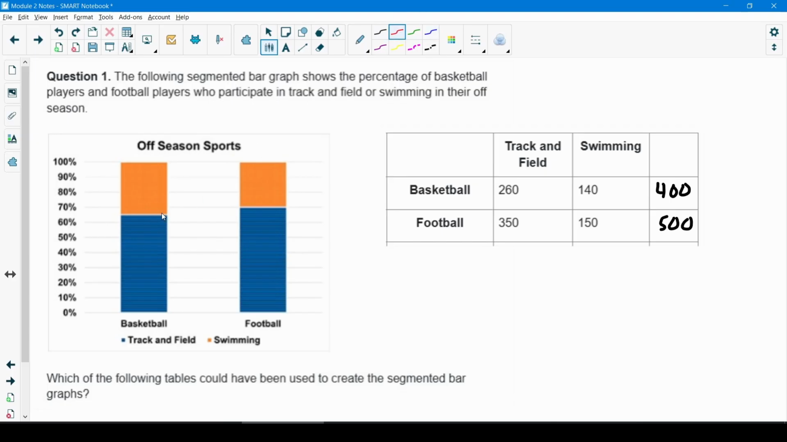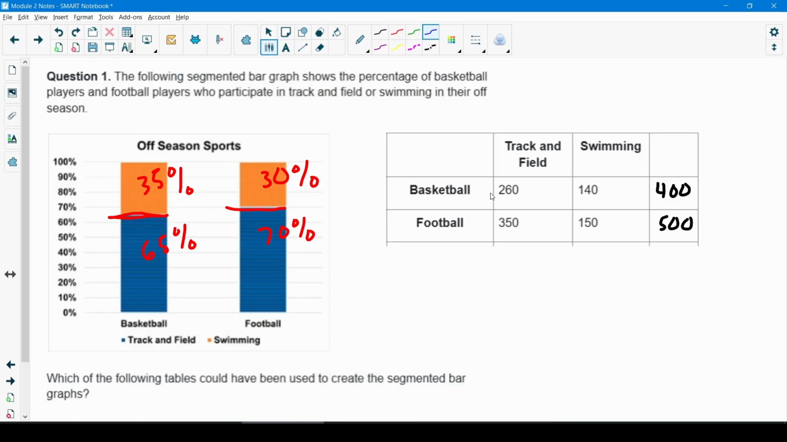So if I look at the first segmented bar, this coming across, it looks like this is about 65%, which means that the orange, the swimming, that would be 35%. And if I look at this segment here, it looks like it's at 70%, which means that the orange part would be 30%. So what I want to do is check these numbers and just see if they match up to these percents.